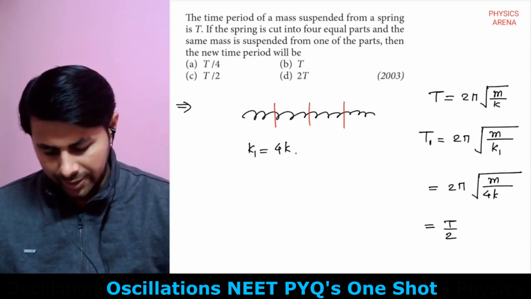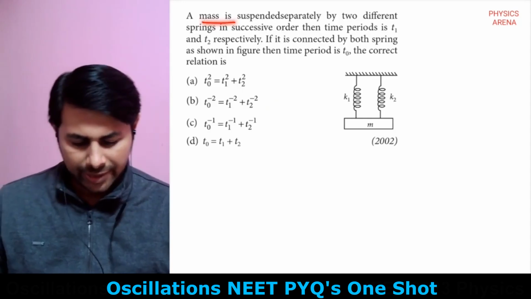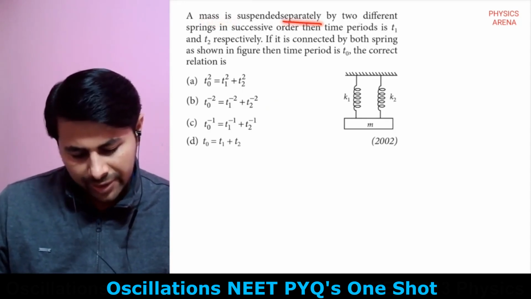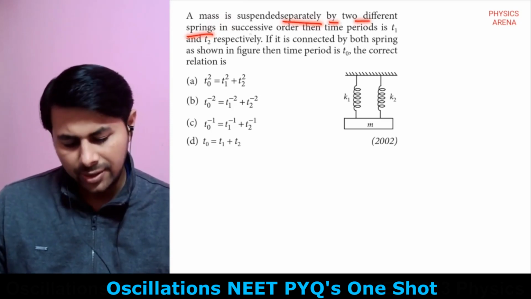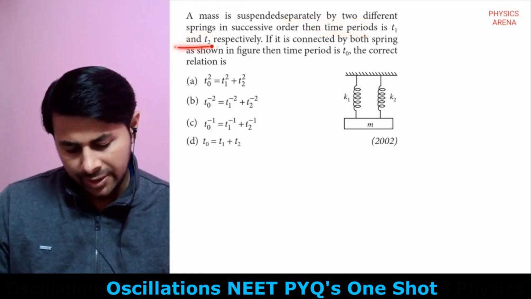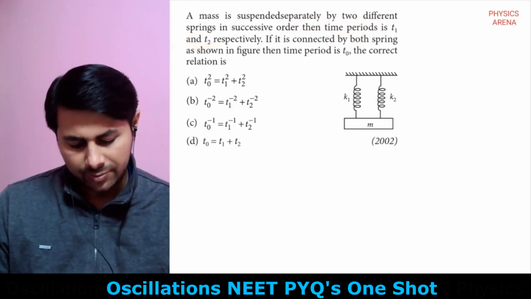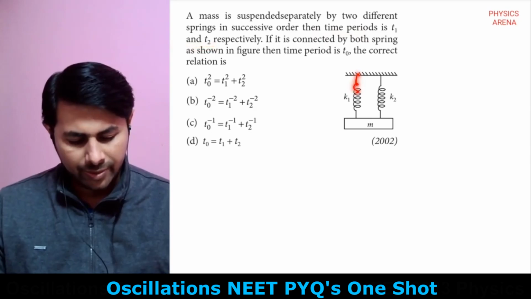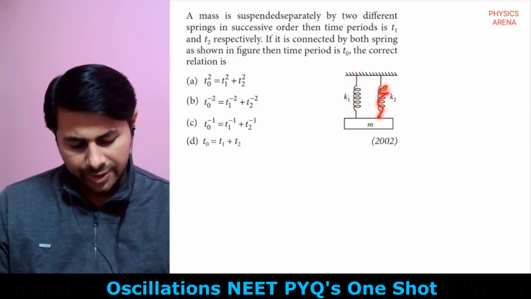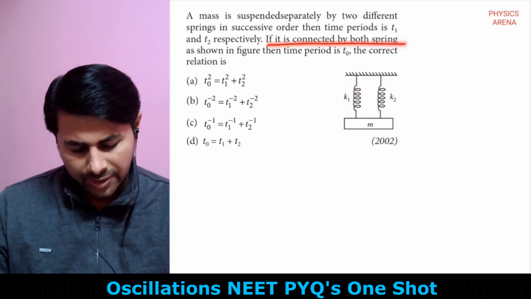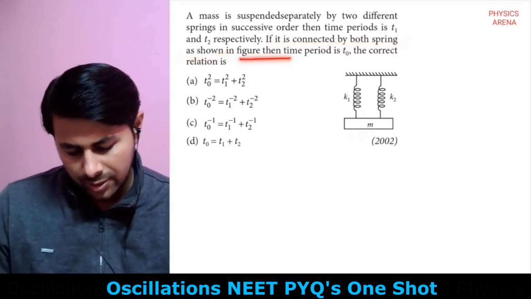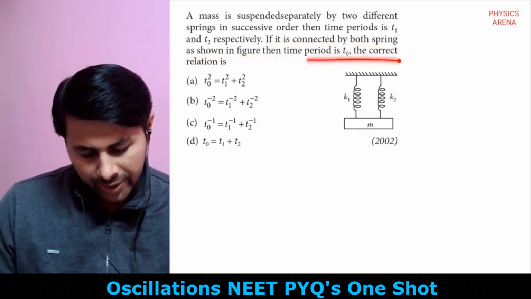Right, so it is option C. A mass is suspended separately by two different springs in successive order. Then the time periods are T1 and T2 respectively. If you suspend it with the first spring, the time period is T1. For the second spring, it is T2. If it is connected by both springs in parallel combination as shown in the figure, then the time period is T0.